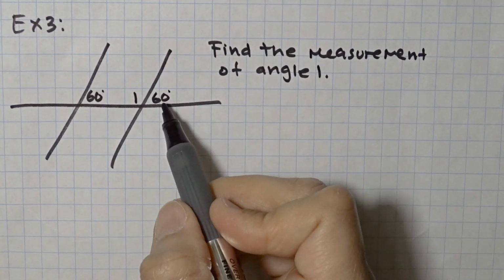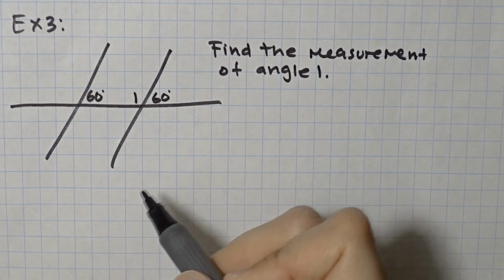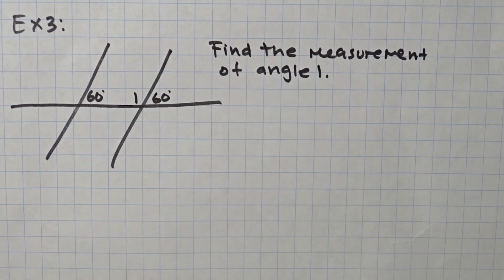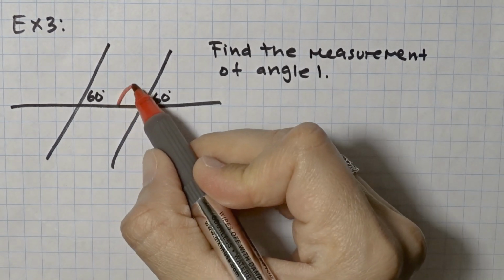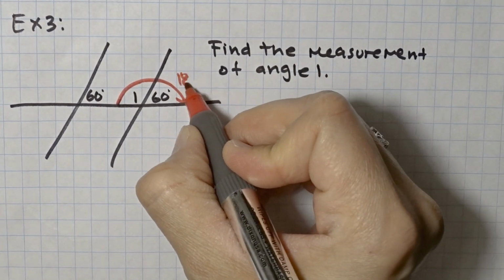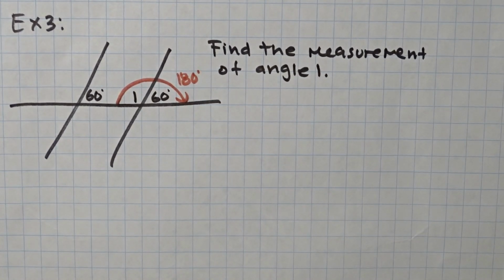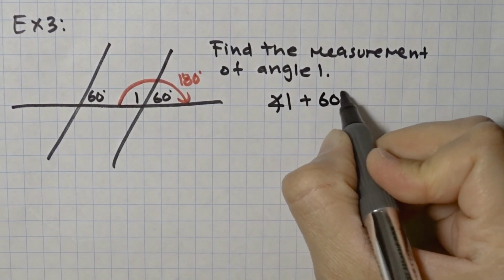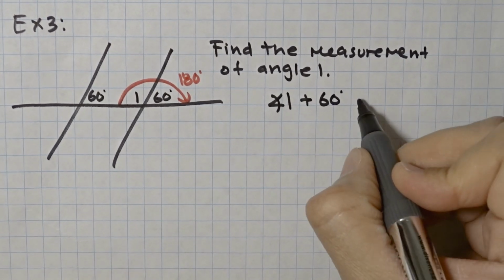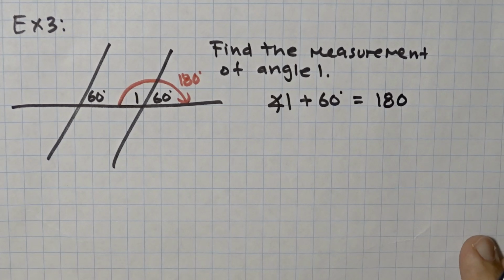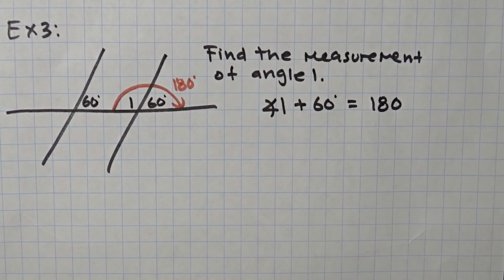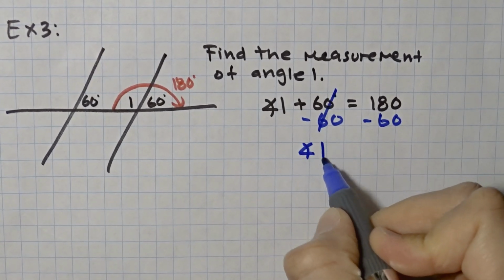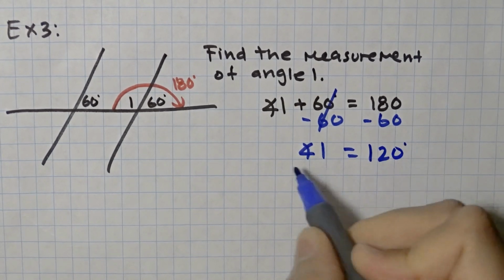Right? So if this one's 60, because I know it corresponds to this one, I can also figure out what all of this is, because here I have 180 degrees. I know that all of this is 180 degrees. So I'm going to use my concept of supplementary angles and try to find angle 1. So angle 1 plus 60 degrees, I know that together those two are going to equal 180. And if I subtract 60 from both sides, I get angle 1 is equal to 120 degrees.